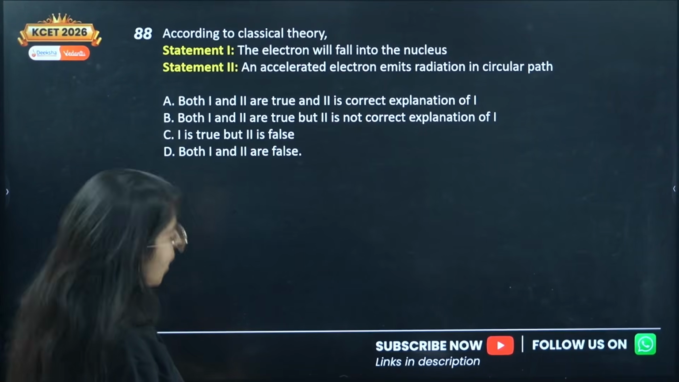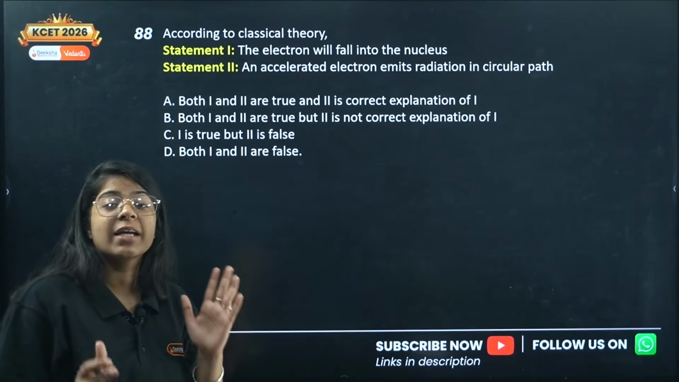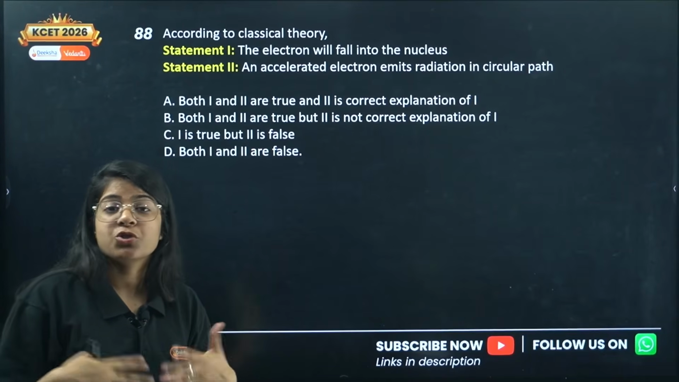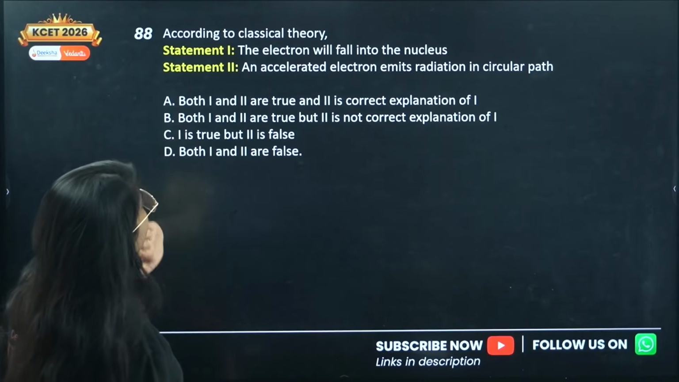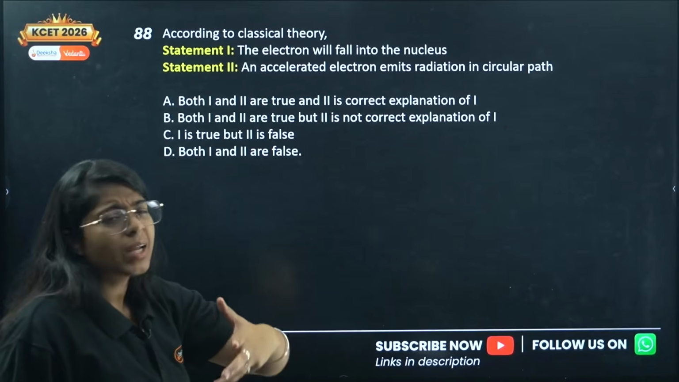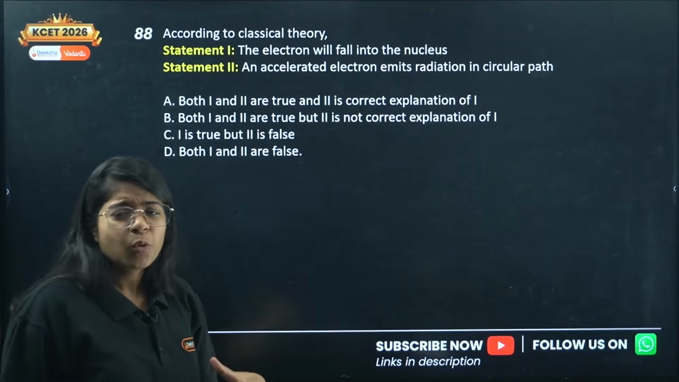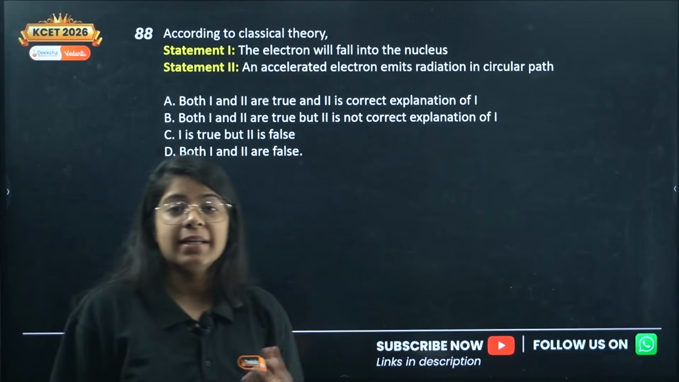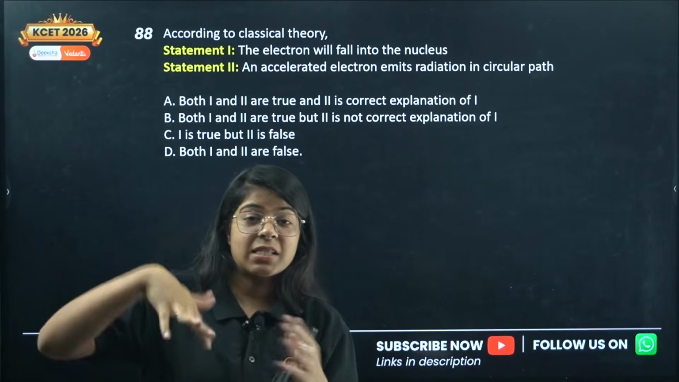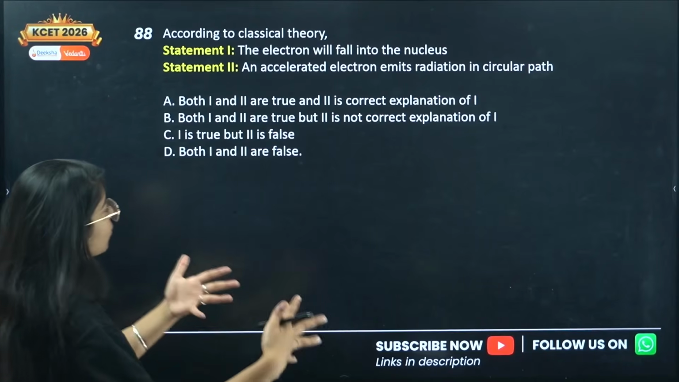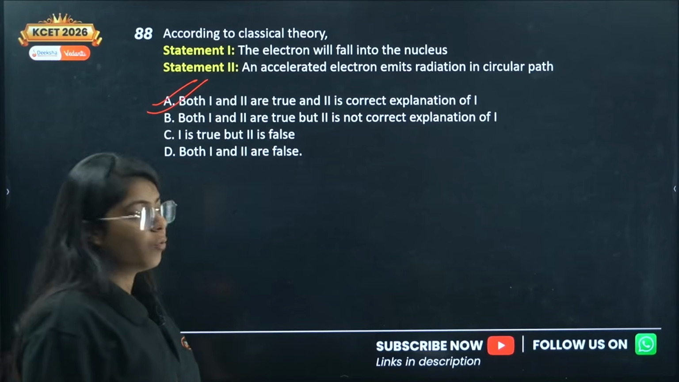88th question says, according to classical theory. Again, why am I forcing so much on classical theory is because there are other theories. So your mind shouldn't be confused which theory we are seeing. According to classical theory, the electron will fall into the nucleus. That is correct. Statement 2 is an accelerated electron emits radiation in circular path. Both statements are clearly correct. We have studied that in classical theory, the electron is revolving around the nucleus, but its radius is getting smaller as it's emitting energy, and hence it falls into the nucleus. So both these statements are correct, and the second is the correct explanation of 1.